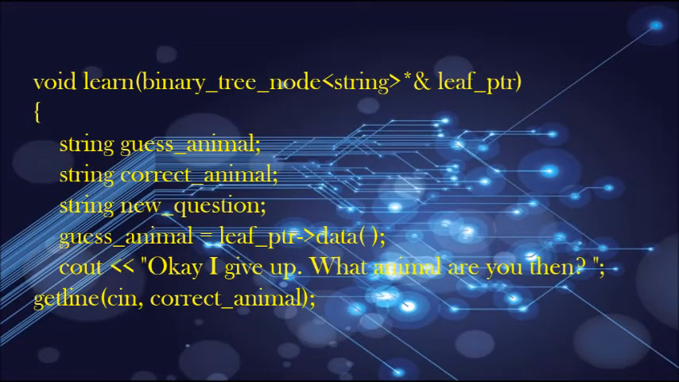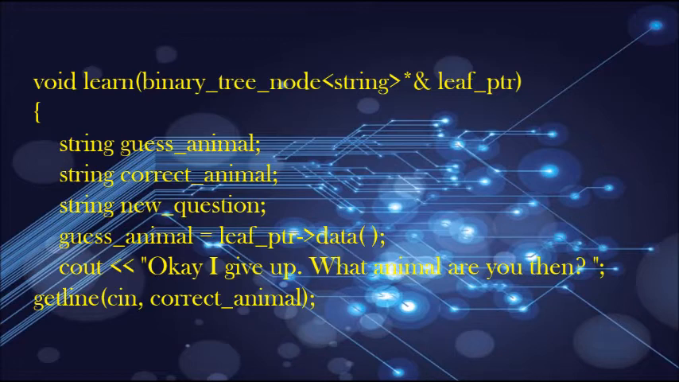Void learn, binary tree node string leaf pointer. This is a function for the learn. String guess animal, the animal that was just guessed. String correct animal, this is the animal that the user was thinking of. String new question, a question to distinguish the two animals. Set strings for the guessed animal, correct animal, and a new question.